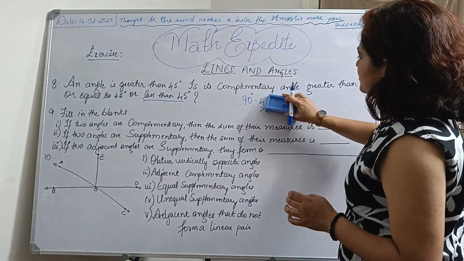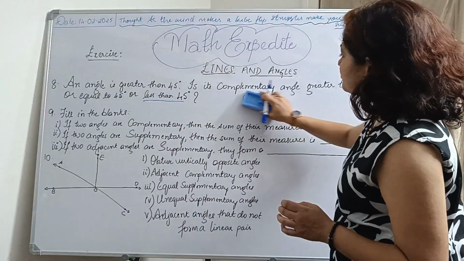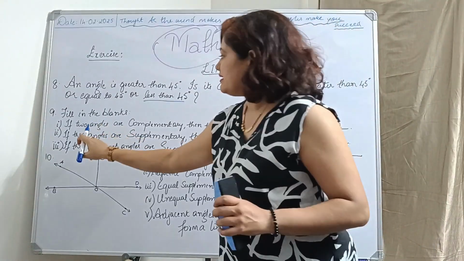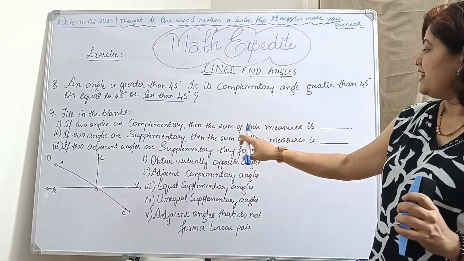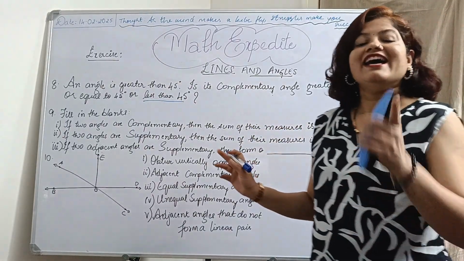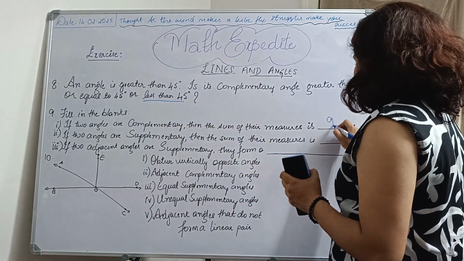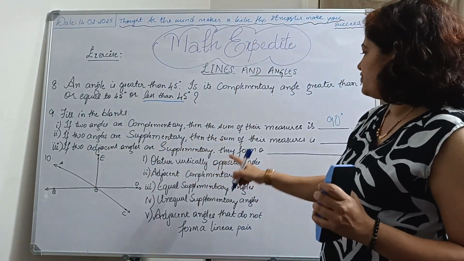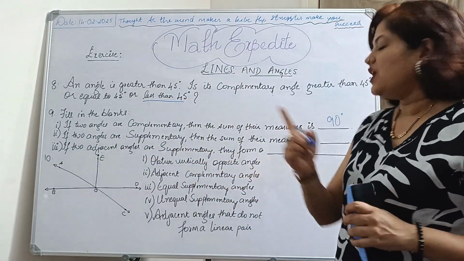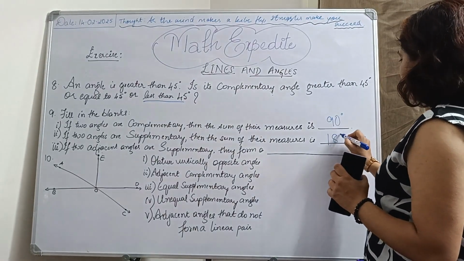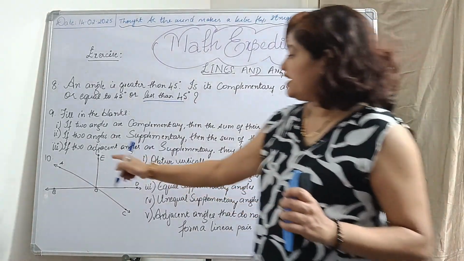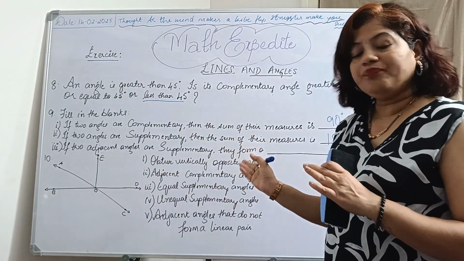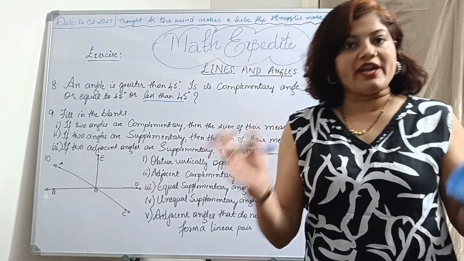Okay. So coming to the ninth one, fill in the blanks. Here, as you can see, if two angles are complementary, then the sum of their measures is 90 degree. Then, if two angles are supplementary, then the sum of their measure is 180. Correct. So coming to the third one, if two adjacent angles are supplementary, they form a... So what is the supplementary? We know it is 180 degree, correct?